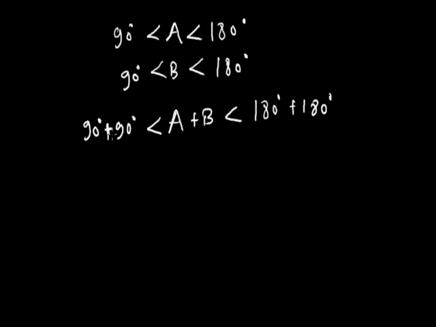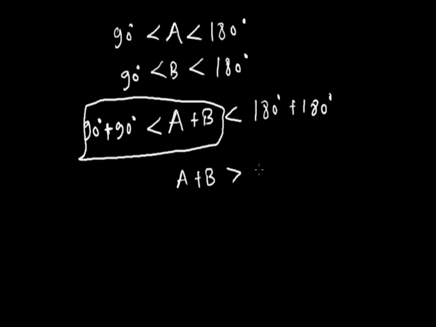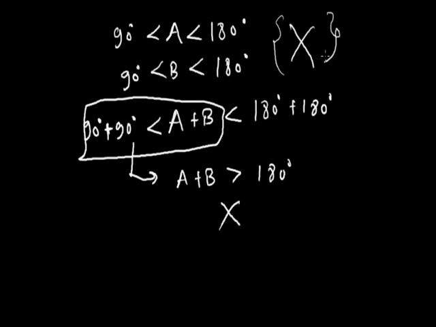So their sum is exceeding 180 degree. That's why two obtuse angles cannot form a pair of supplementary angles. We can write this inequality in this form: A plus B is greater than 180 degree. So they will never form a pair of supplementary angles.